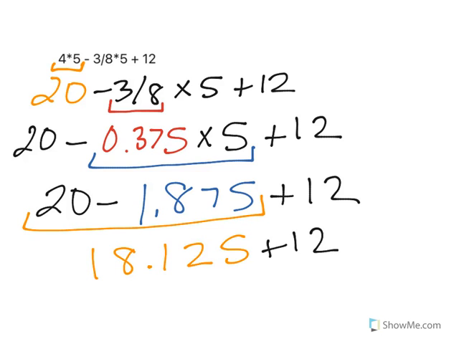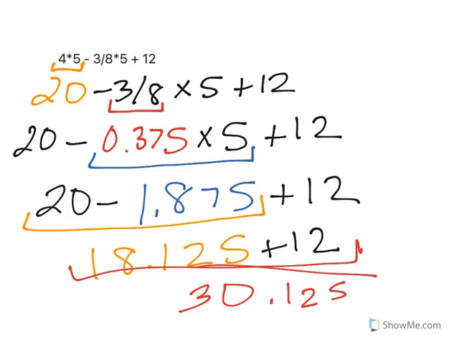Again, rewrite what I have left, and then finish off with addition, and I end up with 30.125. So I find it extremely helpful to continue to rewrite the problem as you do each step, because then you can see where you're at, and it really helps as you're moving forward through a problem.